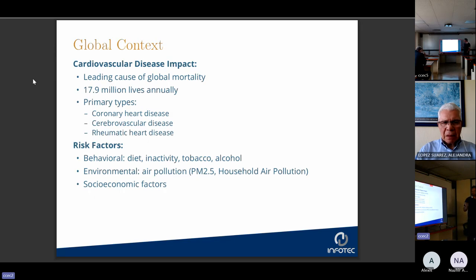Cardiovascular disease is globally a leading cause of mortality. 17.9 million lives annually is the cost of this kind of disease. The primary types are coronary heart disease, cerebrovascular disease, and rheumatic heart disease. The risk factors are diet, inactivity, tobacco, alcohol, and the environment, such as air pollution, for example particulate matter and household air pollution, and of course socioeconomic factors.